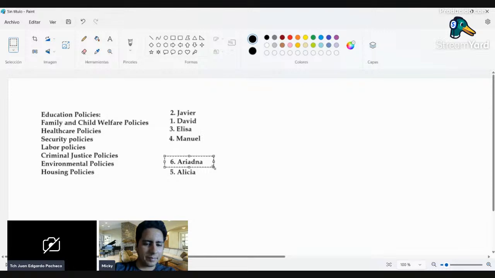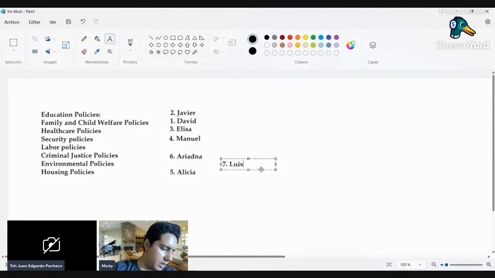You said criminal justice or you said environmental policies? I think I said criminal justice. All right, perfect. So we have six people. We need two more. Environmental policies. Probably Luis. Yeah, we have seven, and our cabinet is almost complete. So number eight should be labor policies. And who's in charge? Melissa. Melissa takes double S or just one? I think double S. All right. Well, there.